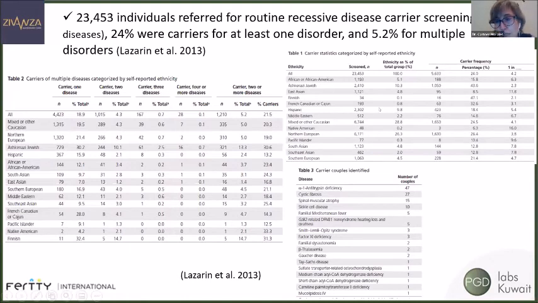Also the percentage of carriers detected in the different subgroups of population were different. And usually the populations with a higher rate of consanguinity have a higher rate of detection of carriers, okay? And also here they describe the number of couples at risk of having affected children because both members of the couple are sharing mutations in the same gene.